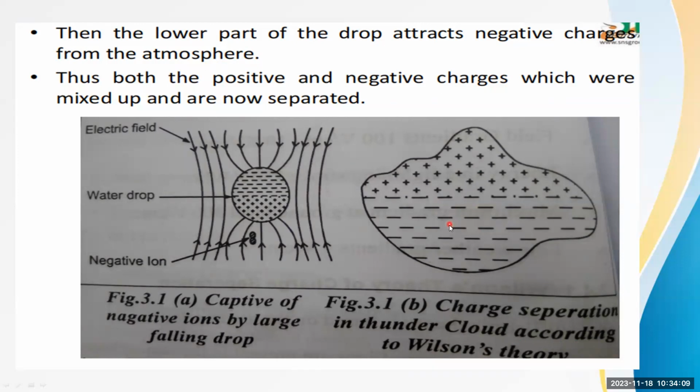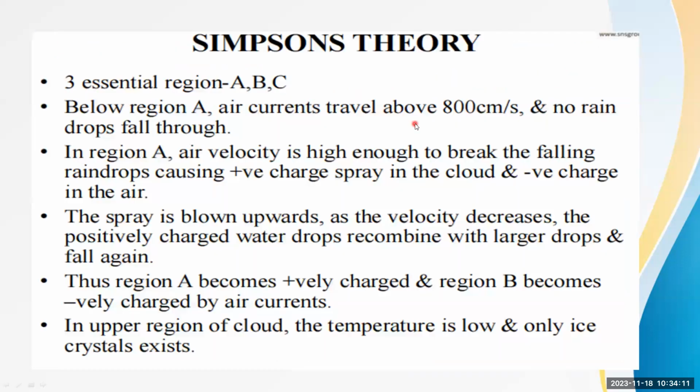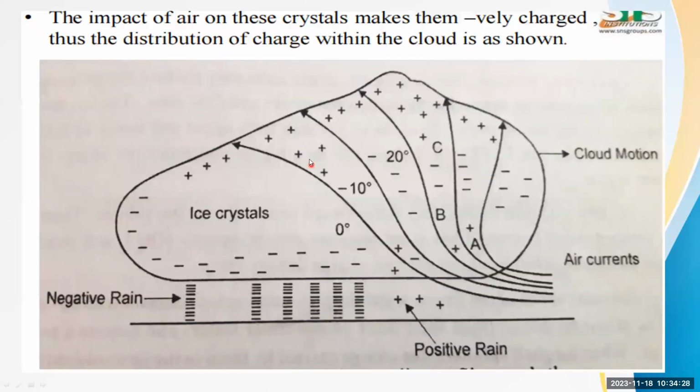Next is Simpson's theory. According to Simpson's theory, there are three different types of regions present in the cloud, called A, B and C. So the cloud can be classified into three types of regions: A region, B region, C region.